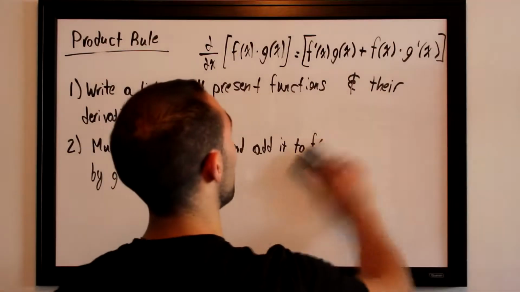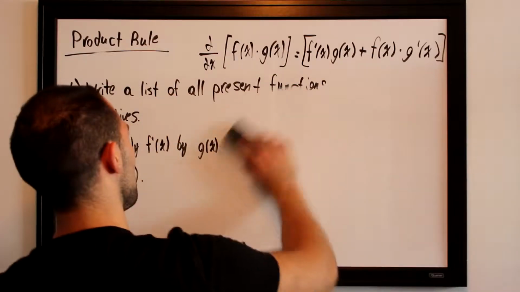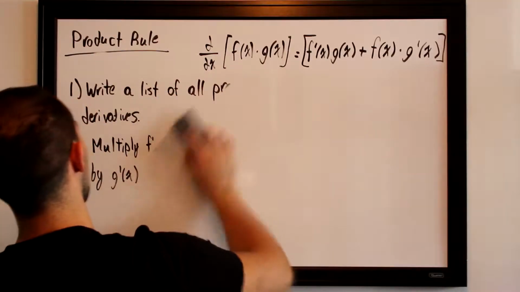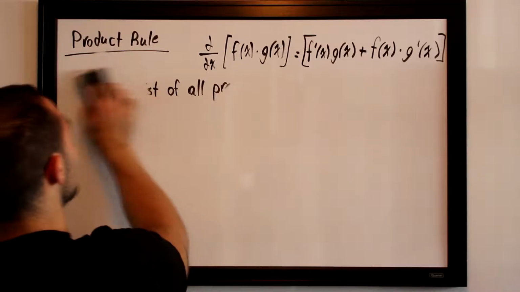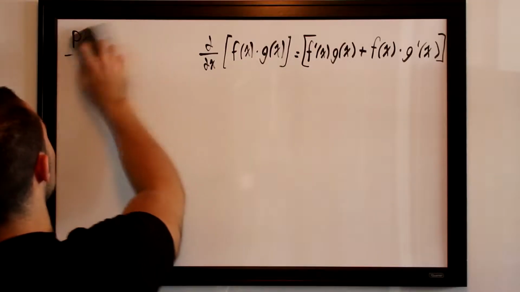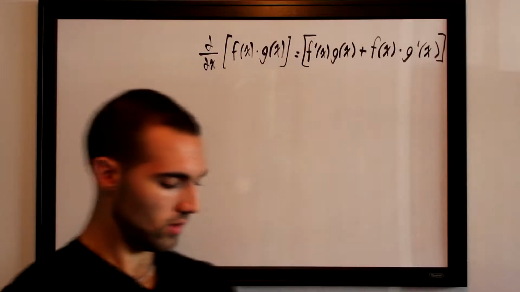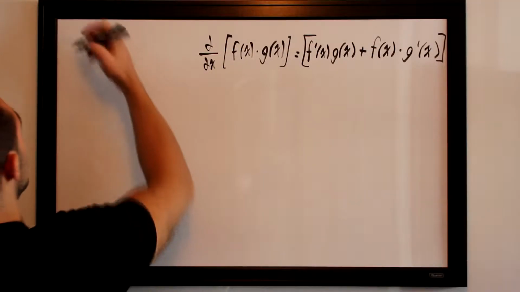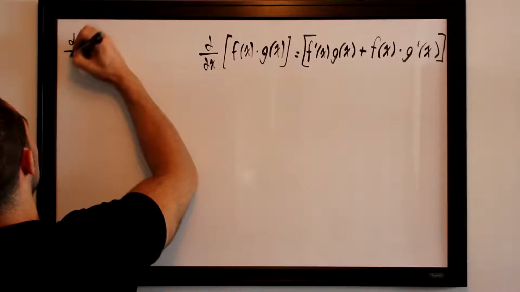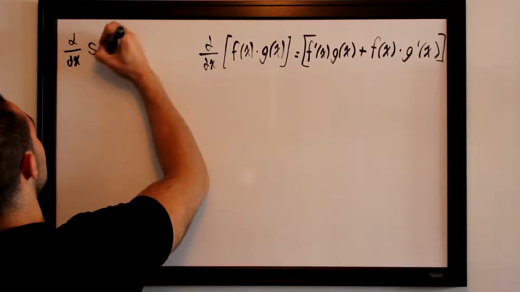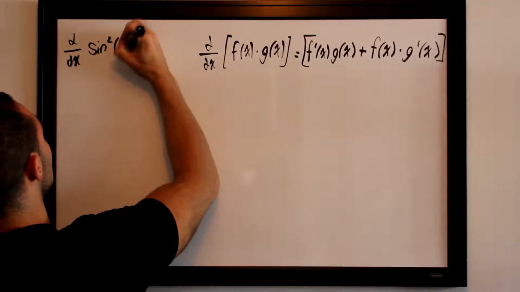So we will move on with a couple more examples, rather a handful more examples. Say we have the function, we want to take the derivative of sine squared of x.